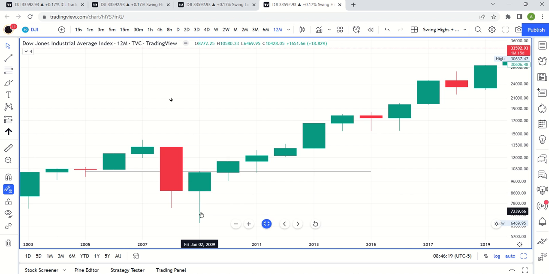We know that because of this lower wick here, right? Because this candle opened here, right? So it opened at 8,772. And we know the low was 6,469. So think about that. If it opened at 8,700 and we know the low was like 6,500, that means at some point it dropped from 8,700 to 6,500. So it was a very deep red candle.